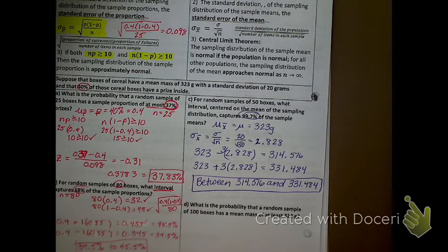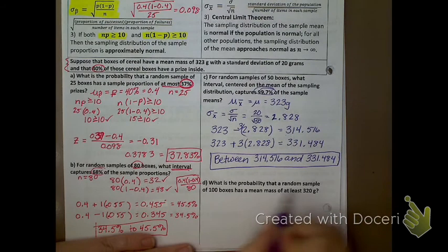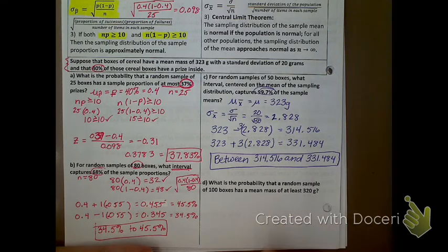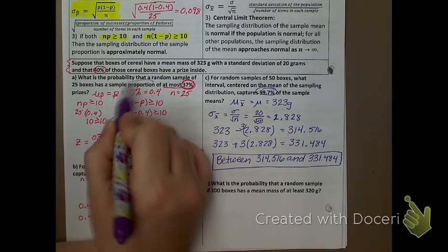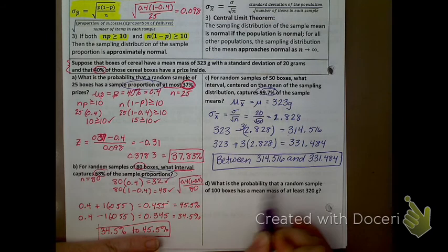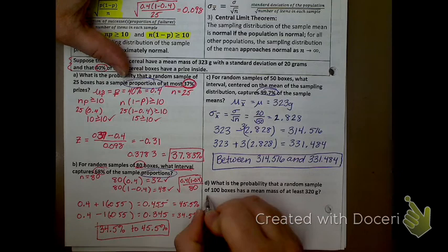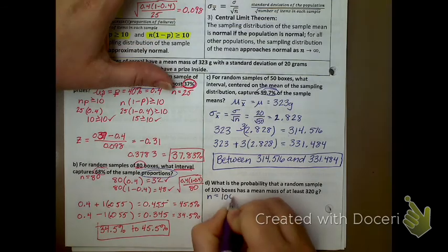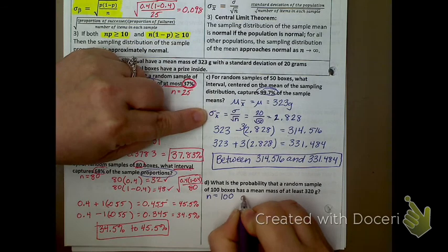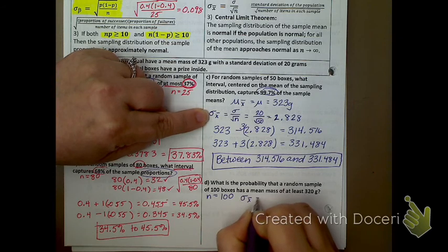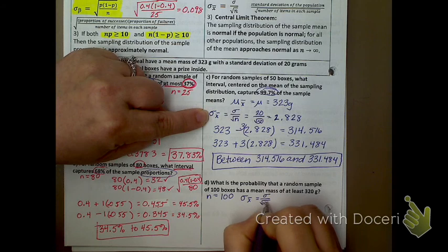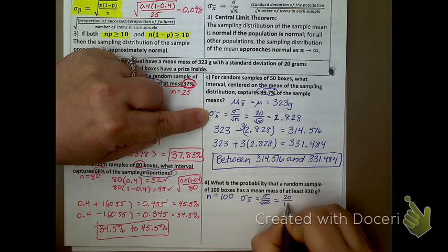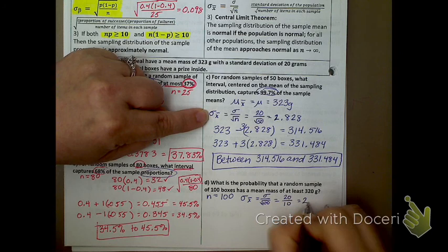So the next example says, What is the probability that a random sample of 100 boxes has a mean mass of at least 320 grams? Now again, these problems are different than these ones. These ones always use the word proportions. This one doesn't have the word proportions anywhere. This time we're changing our n value. It is no longer 50, but 100 this time. And I need to calculate my standard deviation of the sample means again. That would be the standard deviation of the whole thing over the square root of n, which in this case is 100. So I have 20 over square root of 100, which is 10, which means my standard deviation is 2.